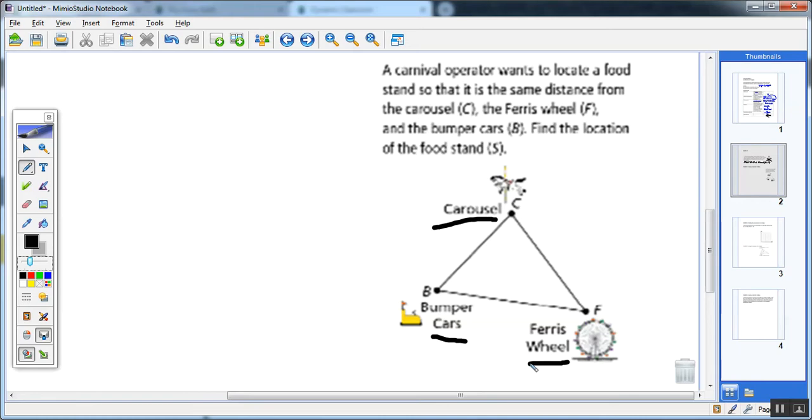Is that always possible? I don't know. Because think if the Ferris wheel, just pretend it's further down to the right. Maybe then it couldn't be the same distance. Or maybe it could. You have to maybe get it to the right more.